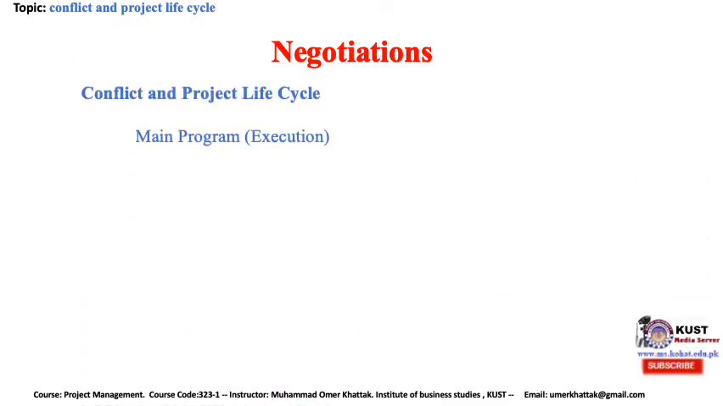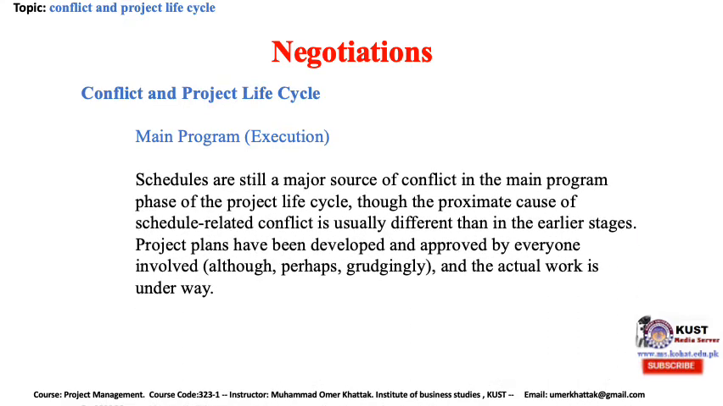Now, let's go to the third stage, the main program, also called execution. Schedules are still a major source of conflict in the main program phase of the project life cycle, though the proximate cause of the schedule related conflict is usually different than in the earlier stages. Project plans have been developed and approved by everyone involved, although perhaps grudgingly, and the actual work is underway.